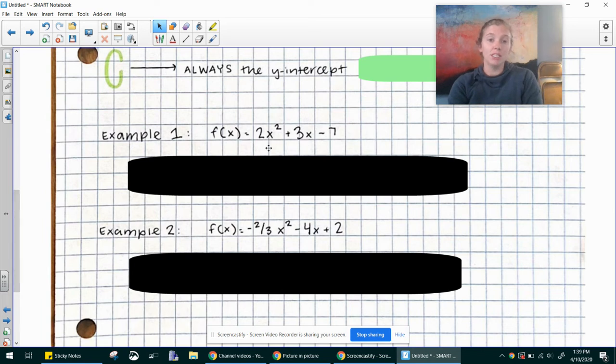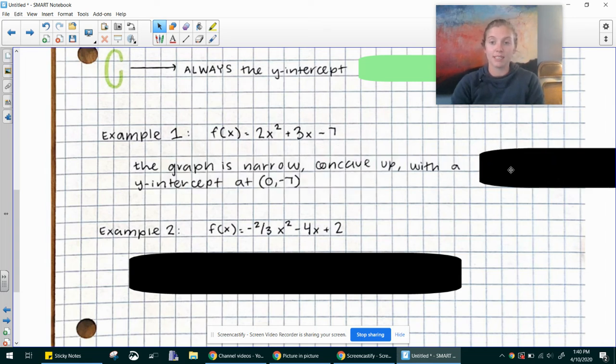Our first example, f(x) = 2x² + 3x - 7. Well, this is a positive a value, so we know our graph is concave up. It is bigger than 1, so our graph is going to be narrow. So we're looking at a graph that looks somewhat like this right now. And we know the y-intercept will be at -7 because that's our c value.